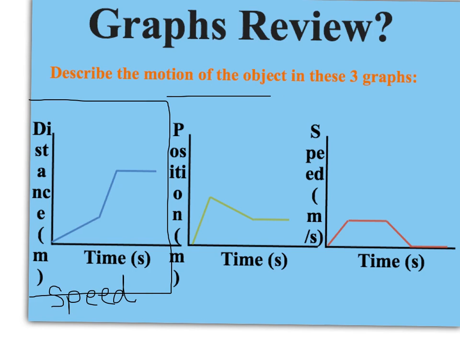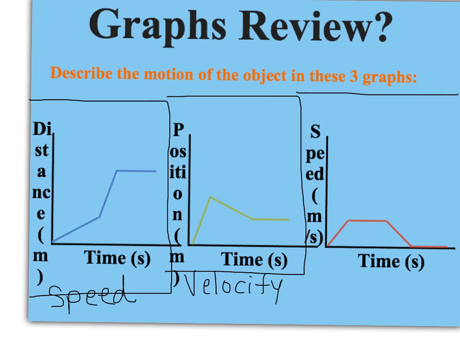Our second graph here in the middle is a position versus time graph, and a position versus time graph describes the velocity of an object. And then our last graph here, our speed versus time graph, represents acceleration.